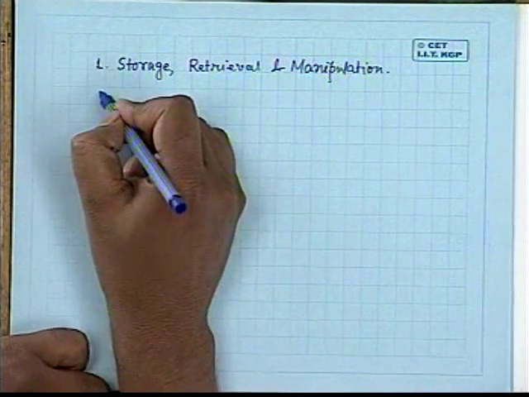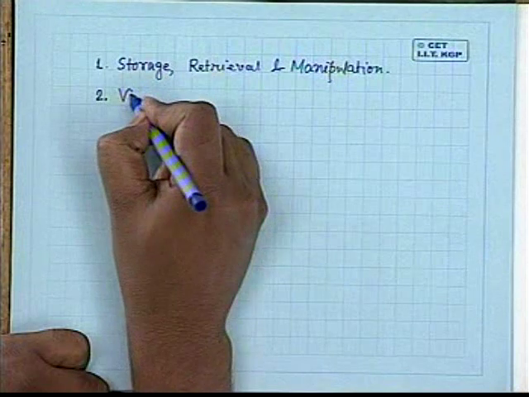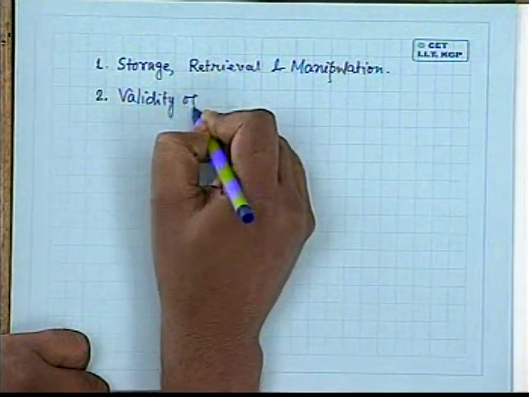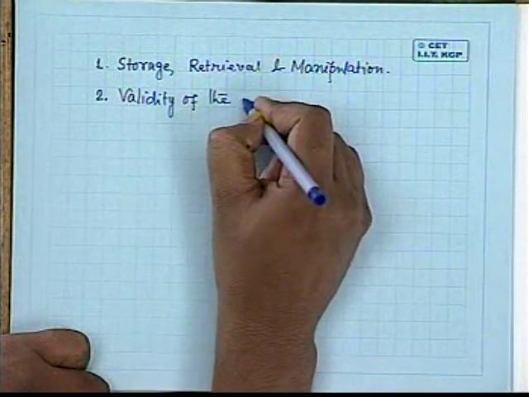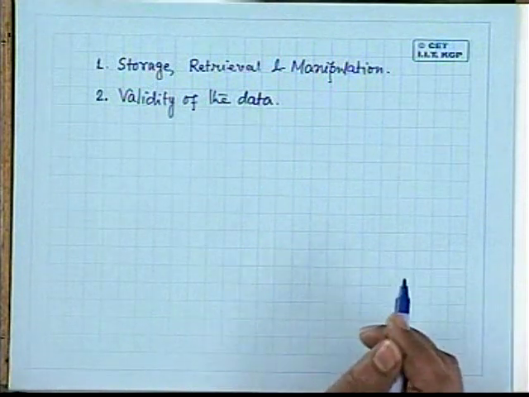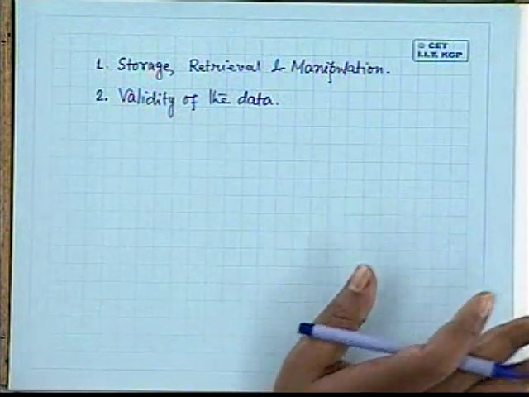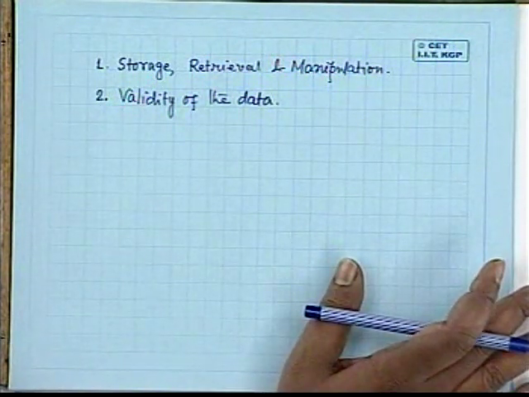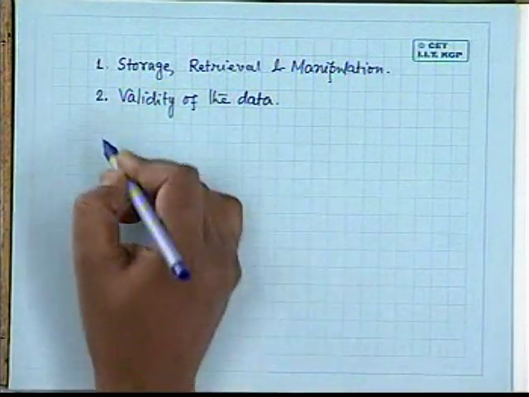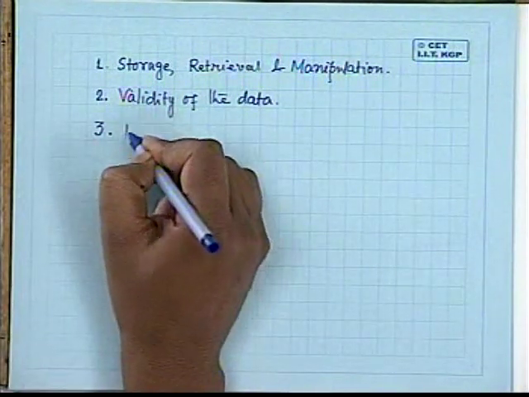Okay. Then the second need is validity of the data. The file management system should guarantee to the extent possible that the data contained in the file is valid. That is also a responsibility of the file management system. Then the third responsibility is to optimize performance.